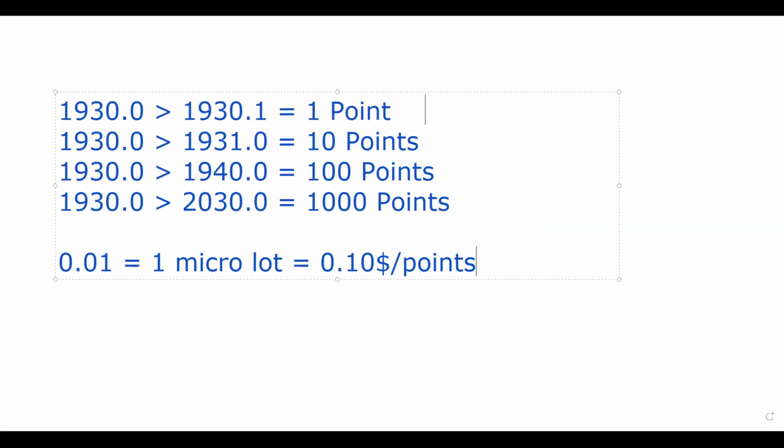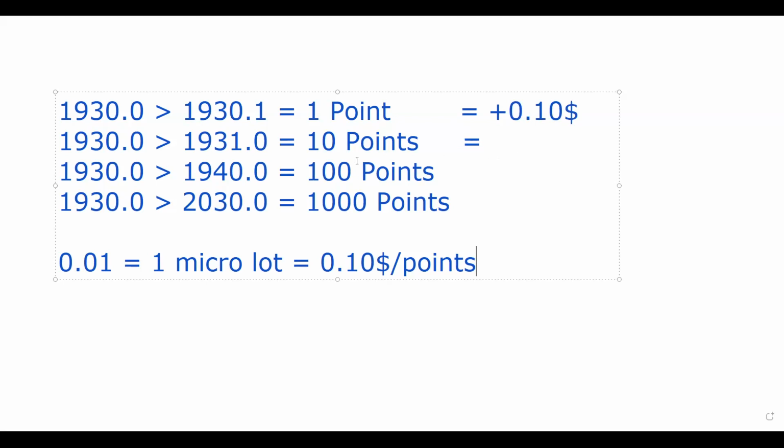So let's start here. If the gold price went from 1930 to 1930.1, you gain here 10 cents. I will tell you a trick. How much is the average price movement of gold? That will help you in taking trades. Even if you're wrong, you will know how to correct your mistake.